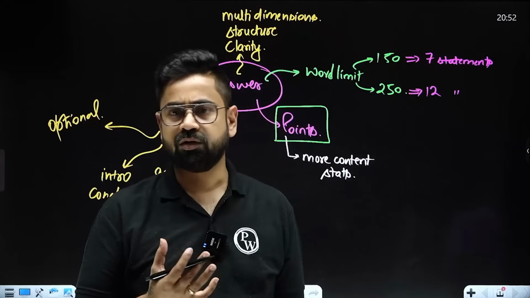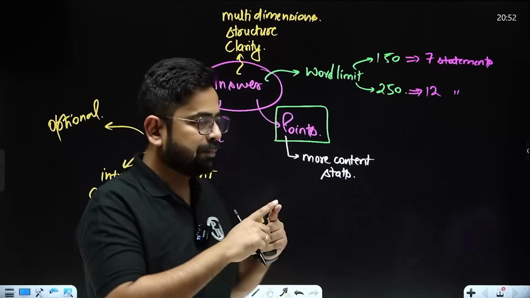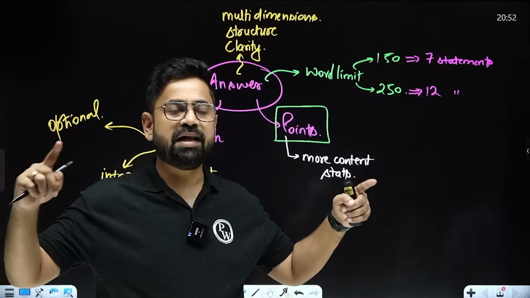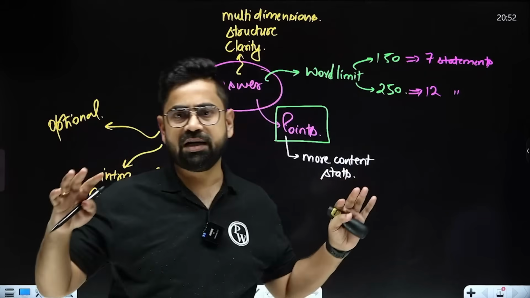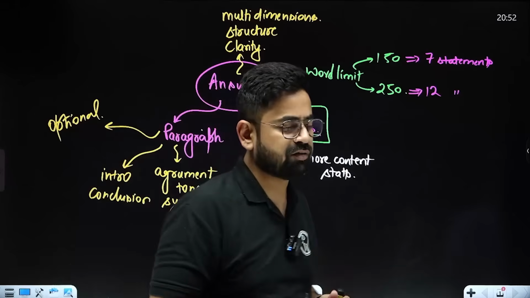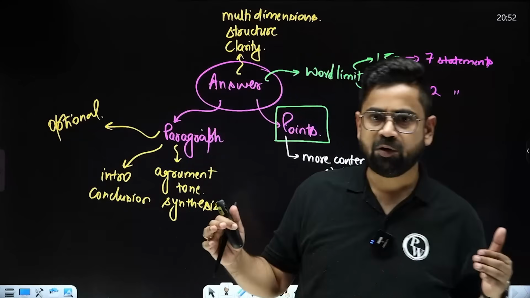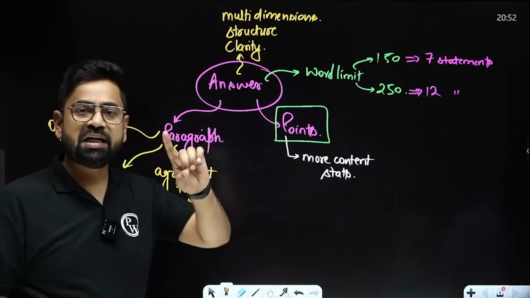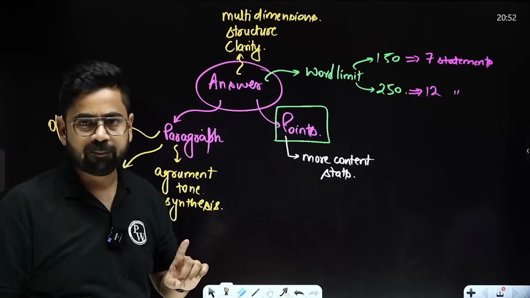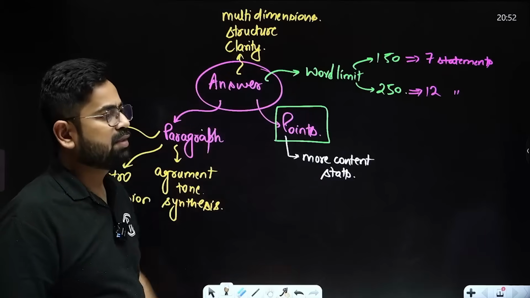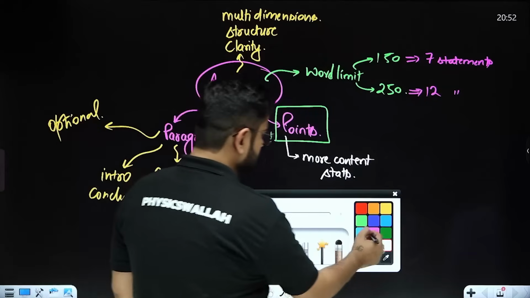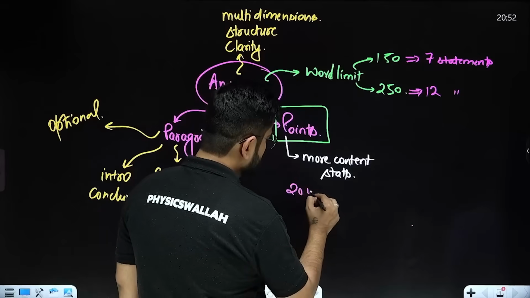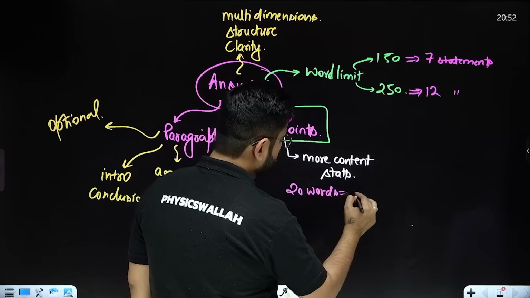So suppose you're writing a complete statement, you are spending, let's say, 20 words on average in one statement. In 20 words, that one statement will be like 1 point only. But if you use points, then in 20 words maybe you will be able to give 2 pointers.